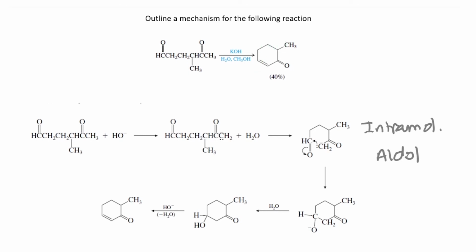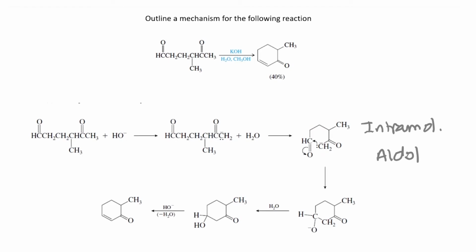Okay. So the proposed mechanism is as follows. You have the formation of the enolate as shown here. Just for convenience sake, we are writing it as the carbanion. And now this carbanion, the enolate, attacks this aldehyde over here. And this is an example of an intramolecular aldol reaction.